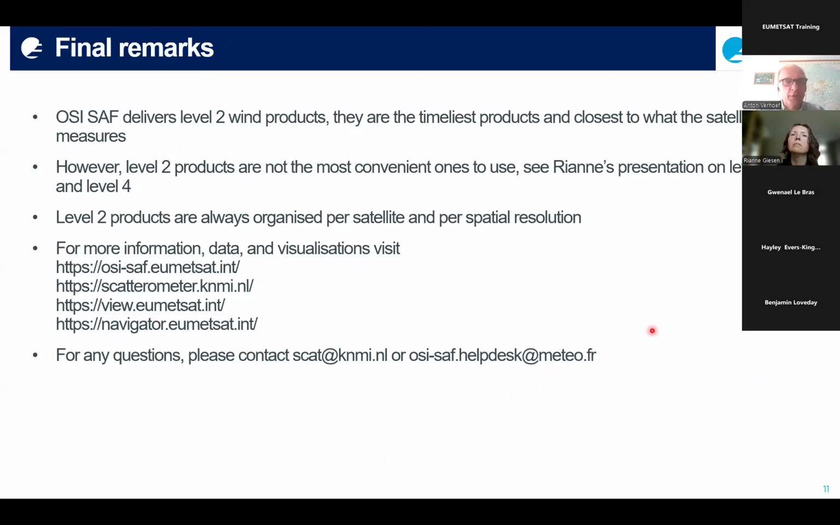So my final remarks for this talk. The OSI SAF delivers level 2 wind products. They are the timeliest products and closest to what the satellite measures. But they are not the most convenient ones to use. Rianne will say more about level 3 and level 4. These level 2 products are always organized per satellite and per spatial resolution. So for each instrument, we have a separate product in level 2. And for most of the instruments, we also provide products on different spatial resolutions. So that makes quite a lot of products.